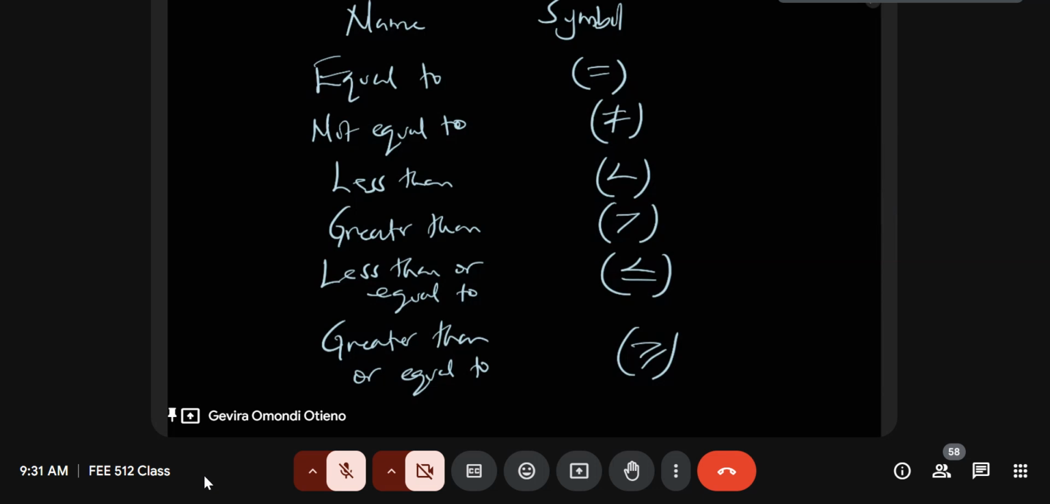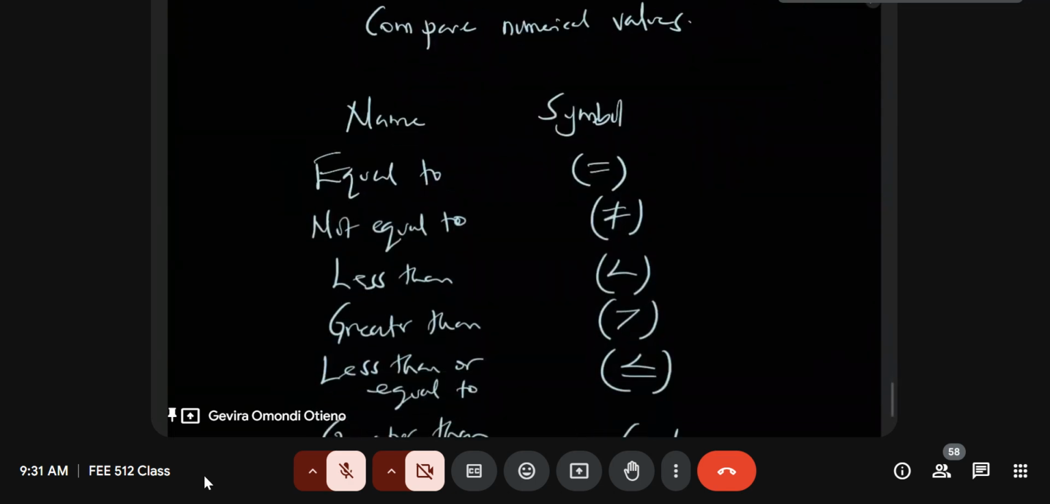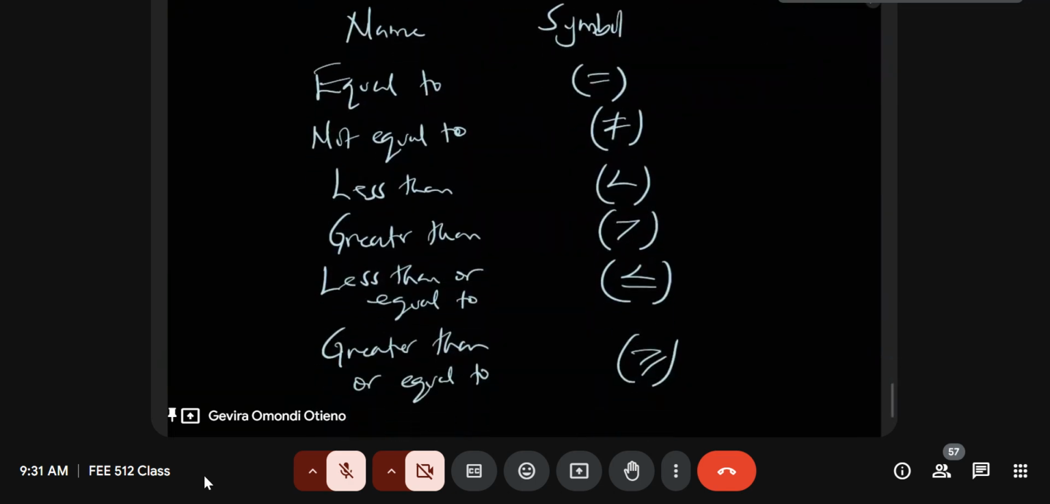The way we write them in PLC, these are just symbols that we use, okay? But in PLCs, we don't use symbols. Just like we did with data manipulation instructions, we use certain abbreviations, okay? These are mathematical symbols that we understand as humans, but we can convert these symbols into abbreviations that we then apply in PLCs, okay? So in PLCs, the data comparison is more than just what I have indicated here, okay?